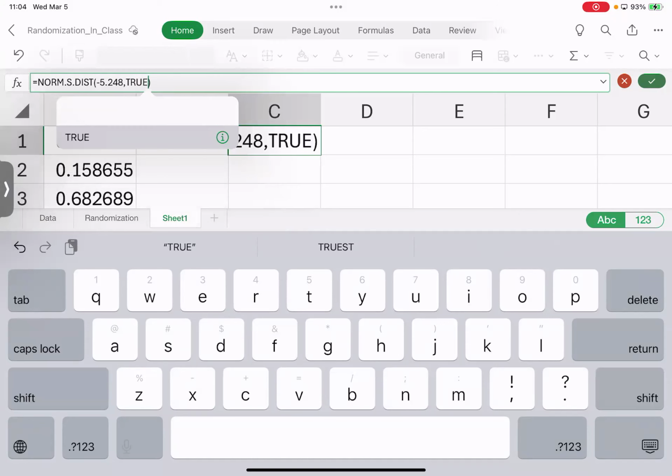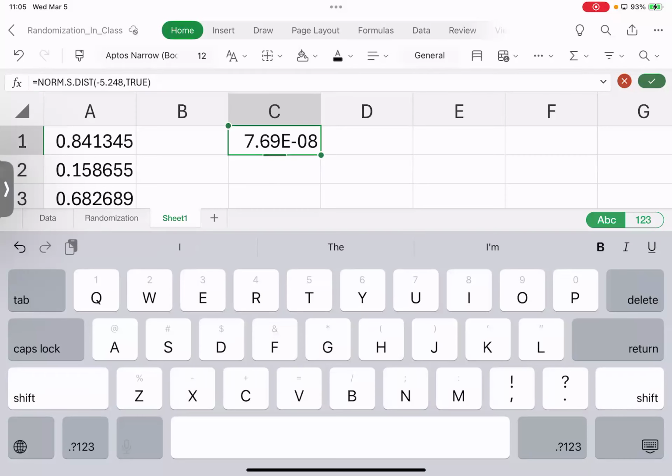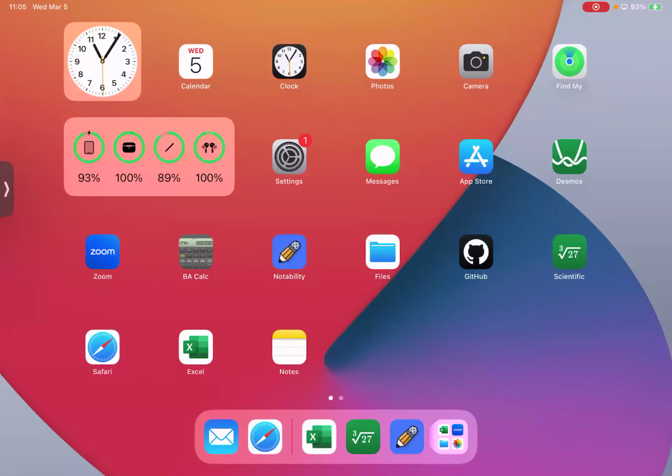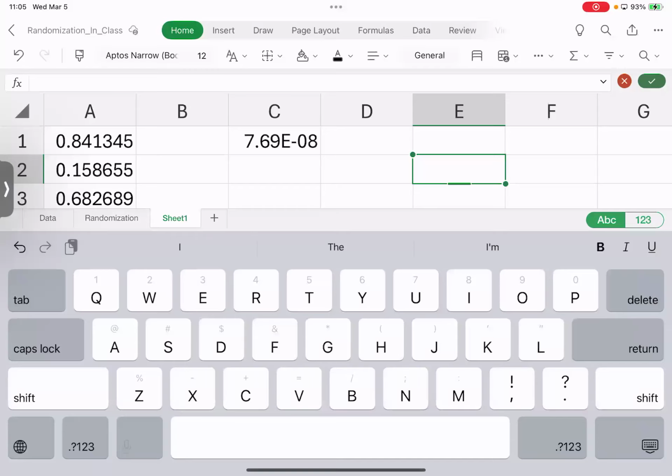I don't think it needs all caps, but why does it do that? There. I think it wants all caps, but it'll kind of try to fix it for you. I get something very, very small. On my iPad, it's really hard to tell, but 7.69 times 10 to the negative 8. Whoa. That's the area in one of the tails.